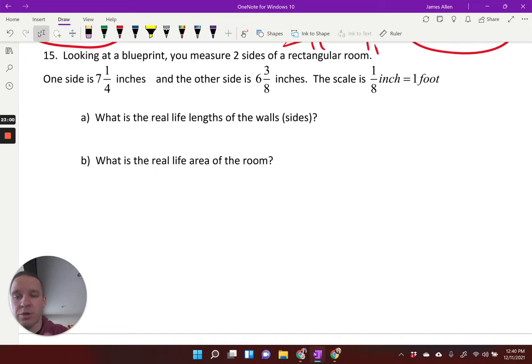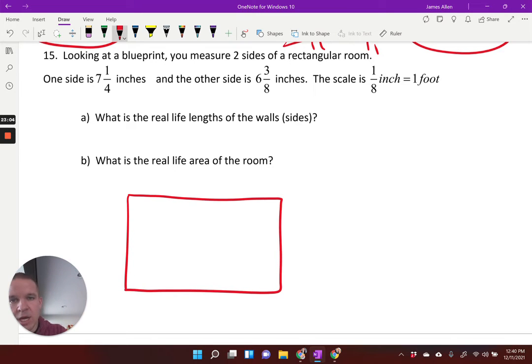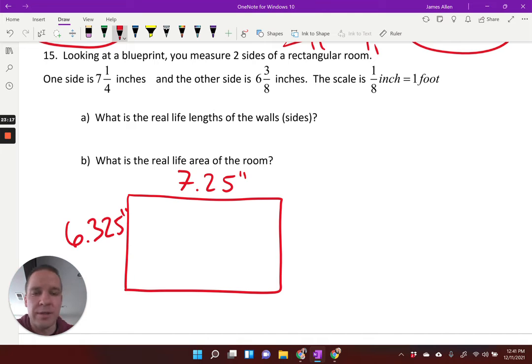So 2 parts here. I'm going to draw up a rectangle. One of them is 7 1/4, so 7.25 inches. The other is 6 3/8, so that's 6.375 if you know your eighths like I do. Not everybody does. It takes a lot of repetition with those and seeing them all the time. Okay, so I want to know what are the real life lengths of the walls.